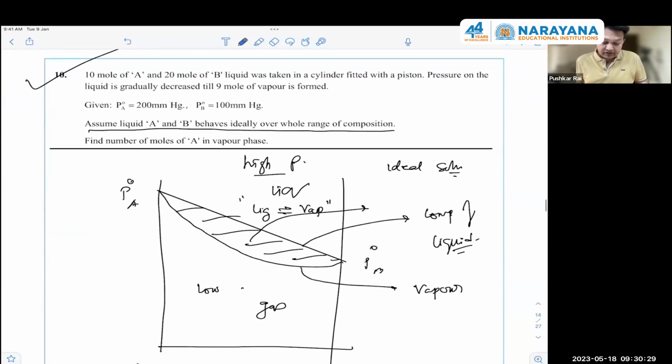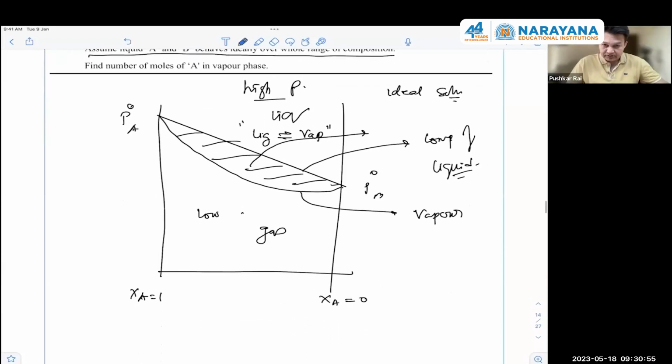That question is done. 10 moles of liquid A, 20 moles of liquid B is taken in a cylinder. Have you done it? Yes, sir. Any quadratic equation was formed? Probably there is a quadratic equation which has to be formed. Yes, sir. Anyone want to discuss this problem?